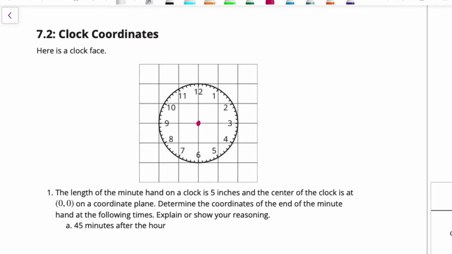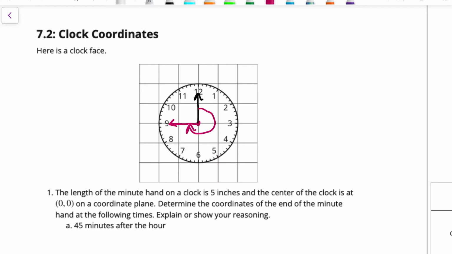Okay, so we are looking at the minute hand is 5 inches long, and we're looking at 45 minutes after the hour. So let's draw, well, that's okay. We're starting here, and 45 minutes would be here. So we've gone there, and we want to figure out the coordinates of the end of the minute hand.